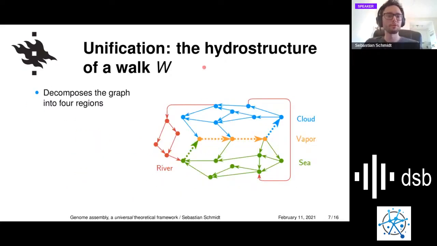And now I will first of all describe the hydrostructure from a bit more abstract level. Then we will go into the definition. We will look at some important characteristics of the hydrostructure. And then I will explain to you how it is applied in practice.